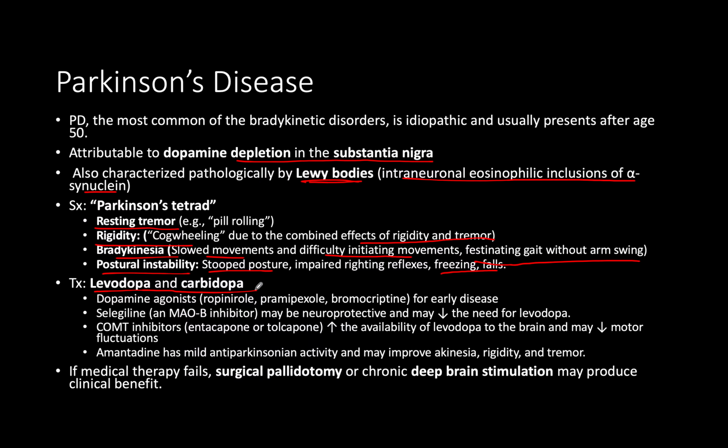These are both going to replete the levels of dopamine in the central nervous system. You can also give other exogenous dopamine agonists, ropinirole, pramipexole, bromocriptine for the early disease. Selegiline, which is a MAO-B inhibitor, blocks the breakdown of dopamine. This could be neuroprotective. It may decrease that need for levodopa.